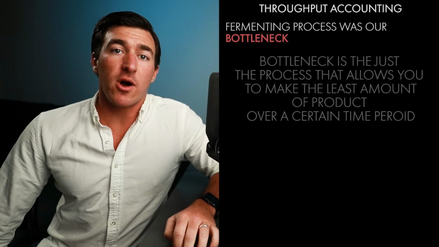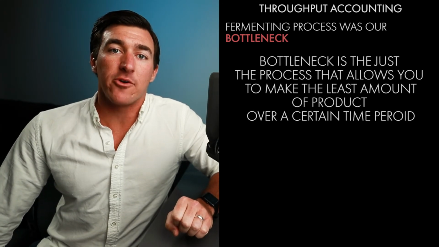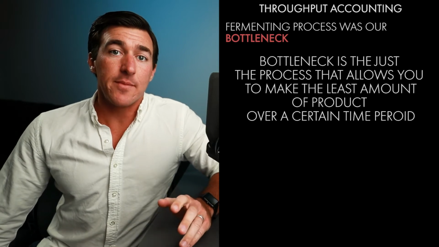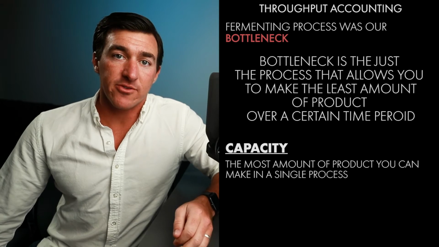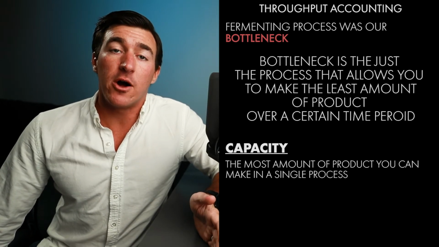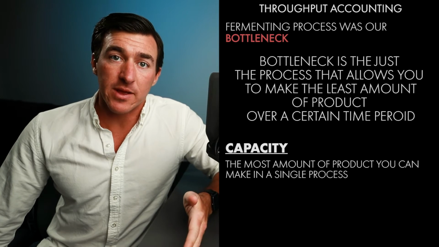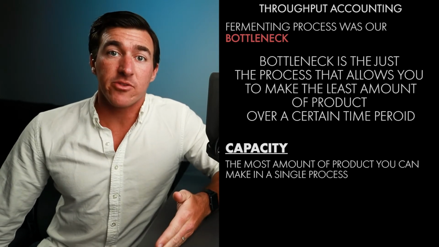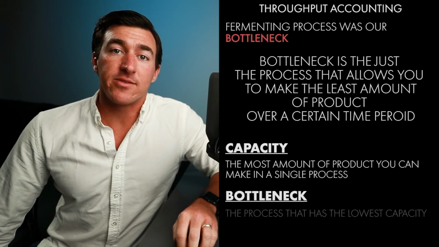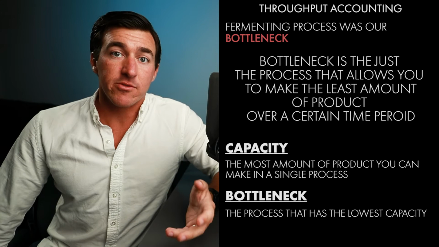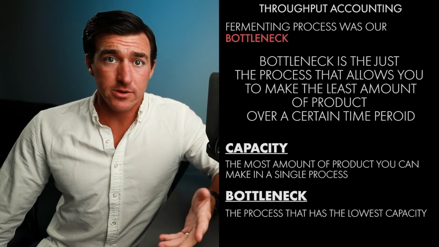Does that make sense? Let's take a step back really fast. We found out pretty fast that fermenting was going to be our bottleneck. Remember, a bottleneck is just the process that allows you to make the least amount of product over a certain time period. Sometimes this is compared to what's called capacity. Capacity is the most amount of product you can make in a single process. So capacity for mixing was 100 beers per month. Capacity for fermenting was 15 beers per month, and capacity for bottling was 60 beers per month. The bottleneck is always going to be the process that has the lowest capacity, which is fermenting, as we figured out. So with all this information, what's the next step?